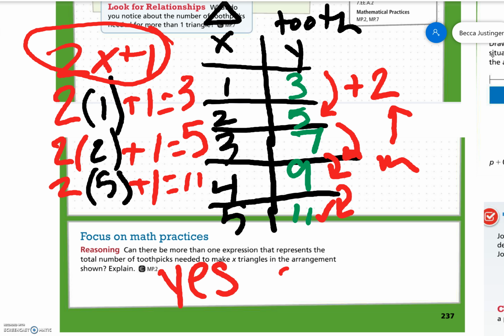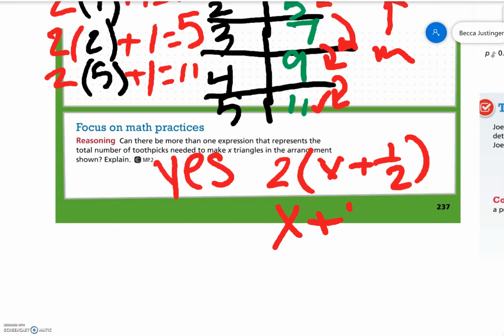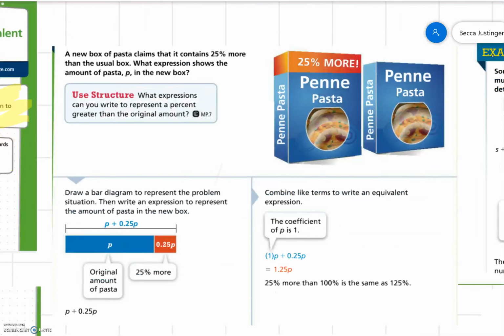We could even write it as 2 times x plus 1/2. That would be factoring. We could break it up as x plus 1. That would be like before, combining like terms. All right, example number 1.